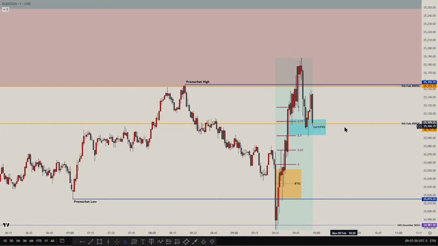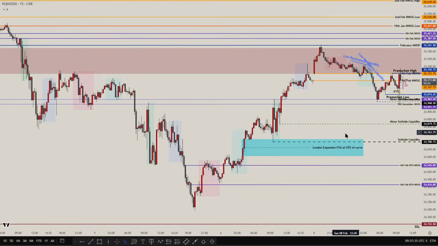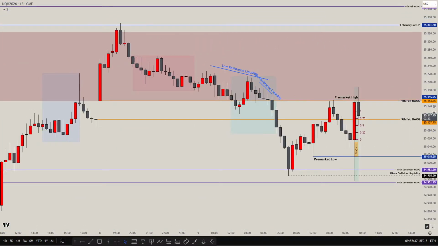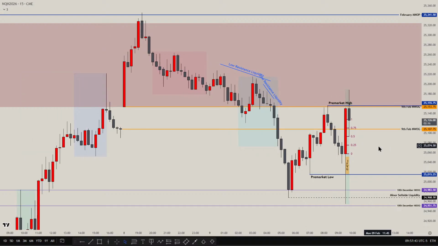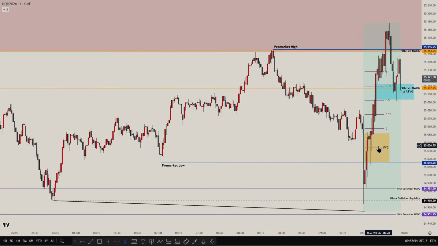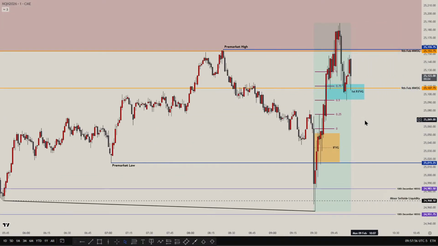I think we continue higher since the 15-minute fully engulfed. I forgot what engulfed means. The candle pattern of engulfed. Then the 9:30 IFG, then 25,250.